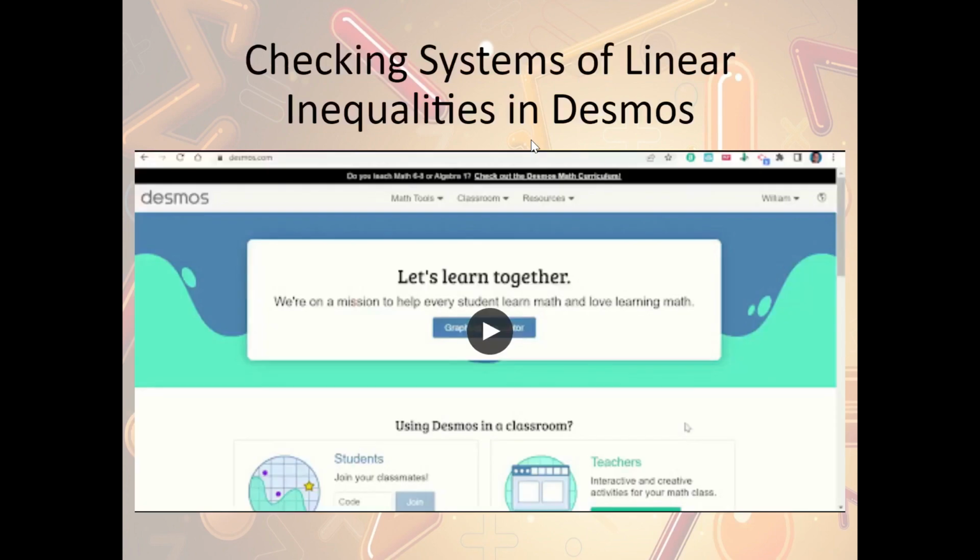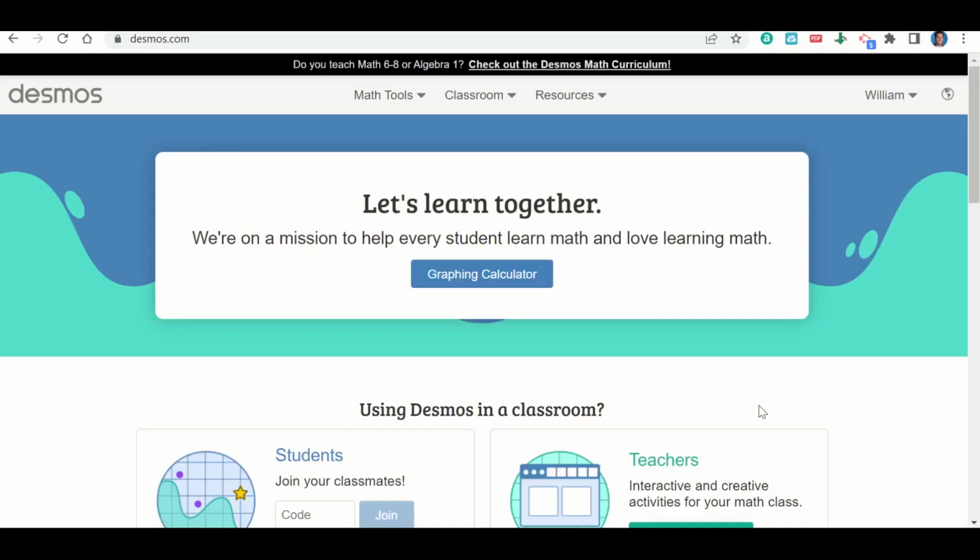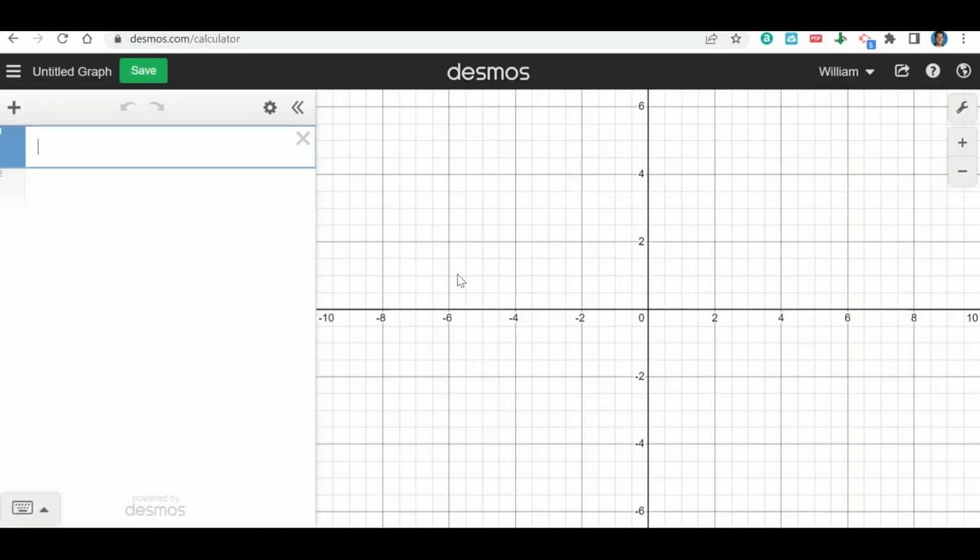There's a video here that shows you how to graph systems of linear inequalities in Desmos, so go ahead and watch this video. Let's talk now about how we can use Desmos to check our work when dealing with systems of linear inequalities. First thing we're going to do is go to desmos.com, which is here, and then we're going to go to where it says Graphing Calculator. I'm going to click on that.